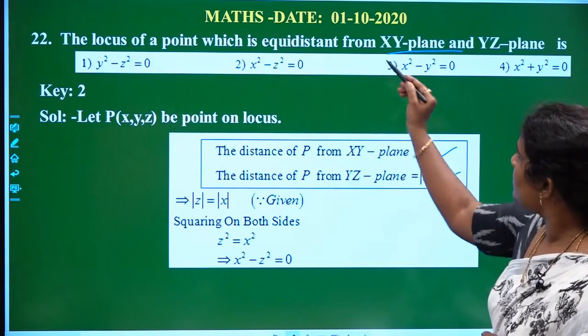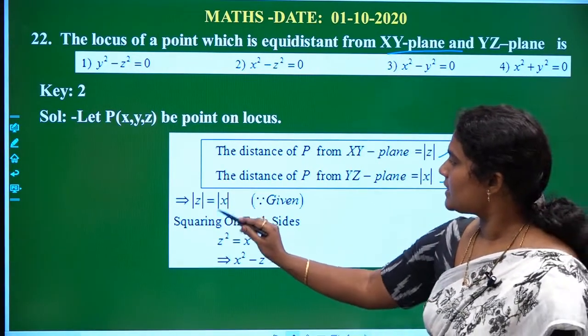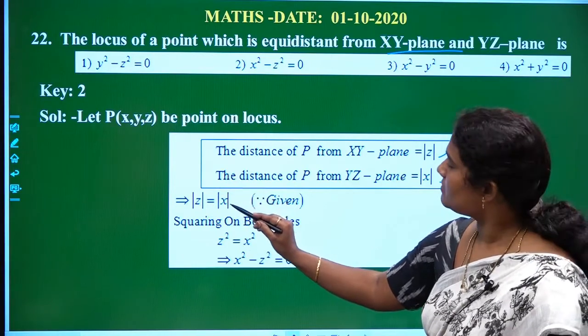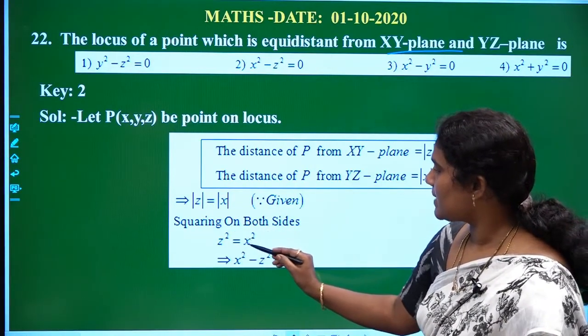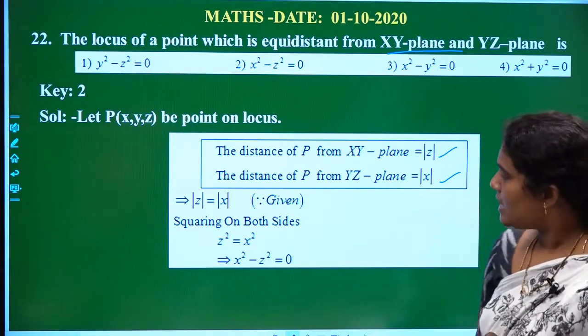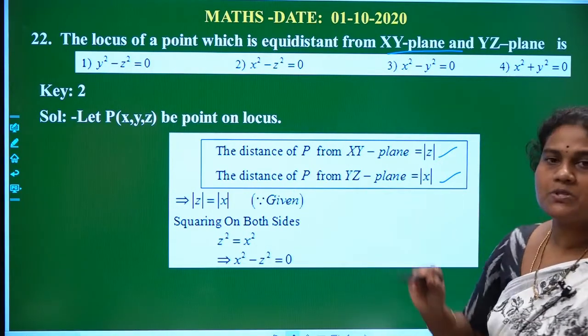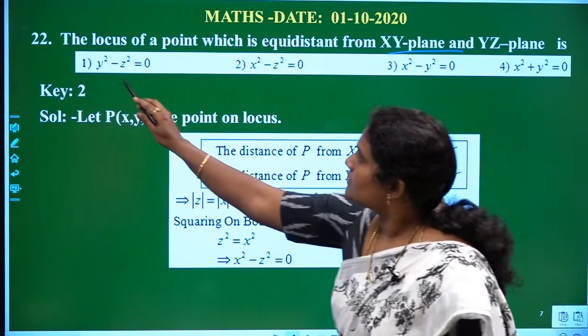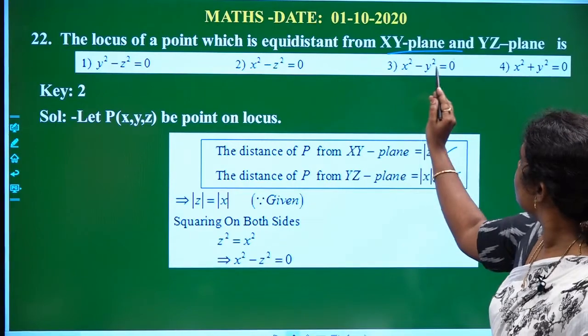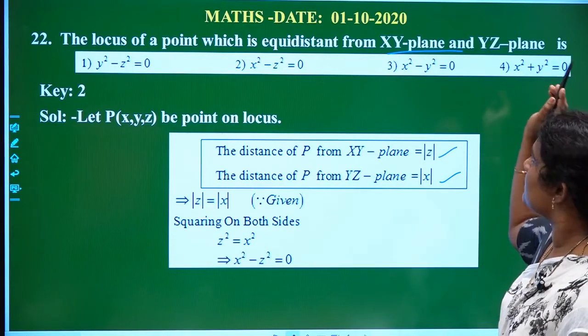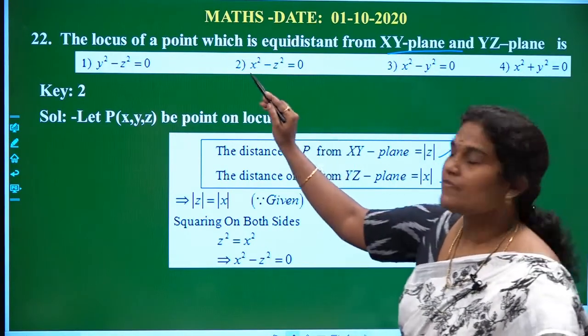Now according to the given condition, here we can take that modulus of z is equals to modulus of x. Now by squaring on both sides we get z square is equals to x square. But in given options we have to check the combination. So here y square minus z square is there, x square minus z square is there, and here x square minus y square is there, x square plus y square is there. So in xz combination we have this one.